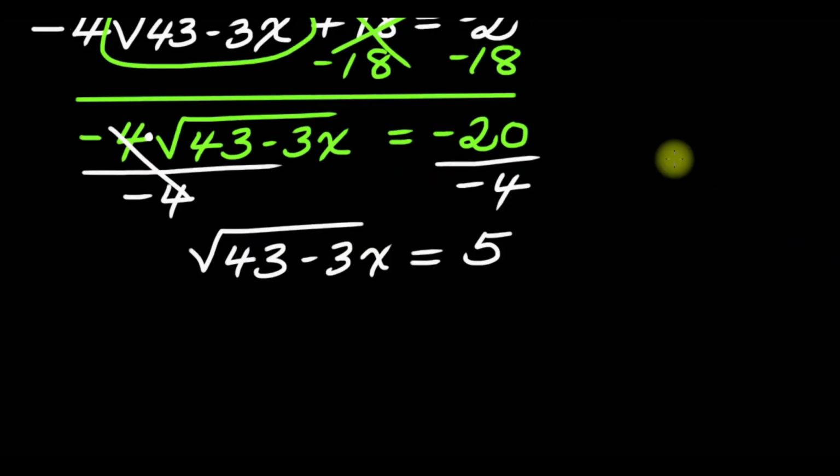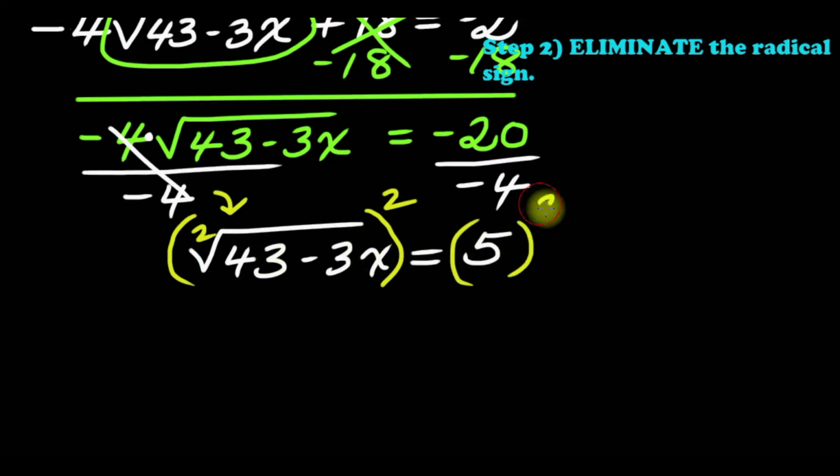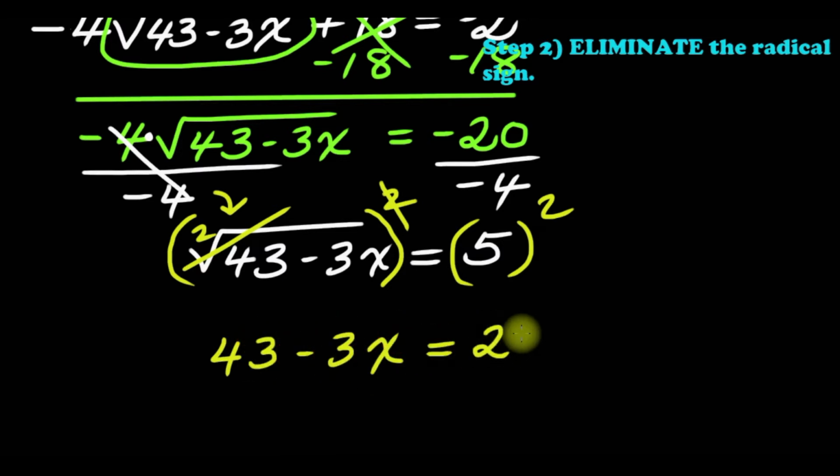So all that is step 1, and then step 2 is to eliminate the radical sign. Here we have a square root. It is called a square root because the index number is 2. To get rid of the square root, you raise it to the second power, the same as the index number. So basically you would have to square it. If you square the left hand side, you have to square the right hand side. The square takes out the square root, so you're left with 43 take away 3x is 25.